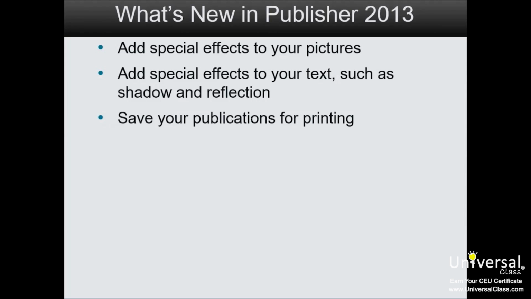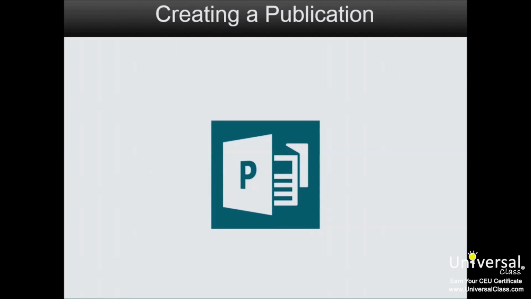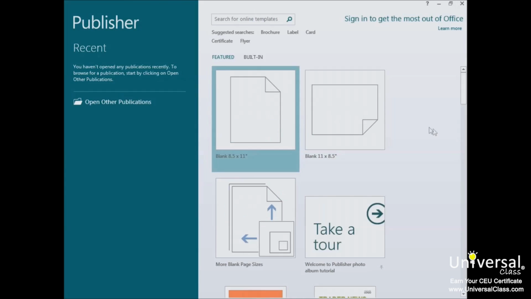You can save your publications for printing. Each page of a publication can be saved as a JPEG so you can upload it to a photo center for easy printing. So let's learn about creating a publication. You open Microsoft Publisher by clicking on the icon on your desktop if you have one there, or in the program bar. The icon for Microsoft Publisher 2013 looks like this. When you click on the icon, Publisher 2013 will open and you'll see the Start screen. And that looks like this, and this is new to 2013.